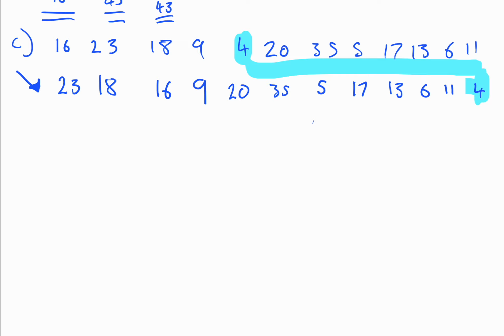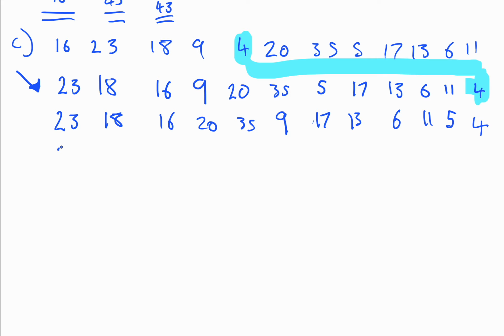Okay, cool. So, starting again, second row. Remember, we want the bigger number on the left. 23, 18. No. That's good. 18, 16. No. 16, 9. No. 9, 20. Yes. 9, 35. Yes. 9, 5. No. 5, 17. Yes. 5, 13. Yes. 5, 6. Yes. 5, 11. Yes. 5, 4. No. Okay. Now let's run again. Let's make this quick.